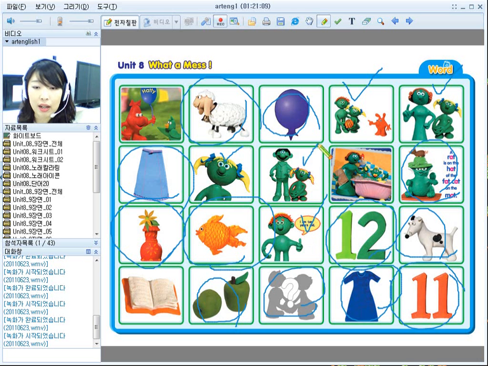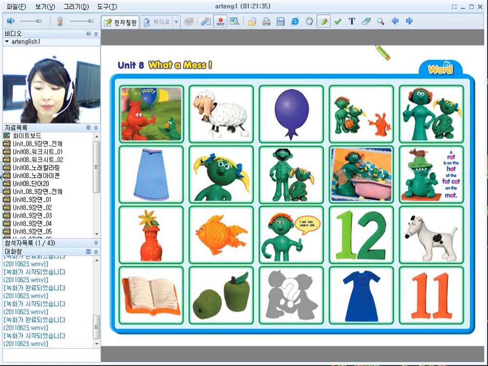And what does this card mean? It means daughter. Daughter means a female child. A daughter. And this, what is this? It's a book. And what does this card mean again? It's yours. Yours.